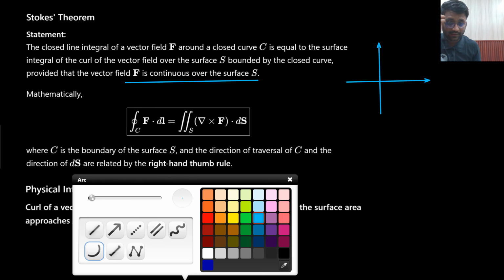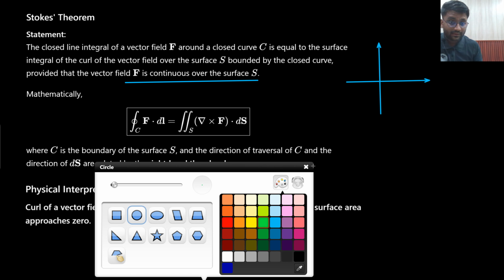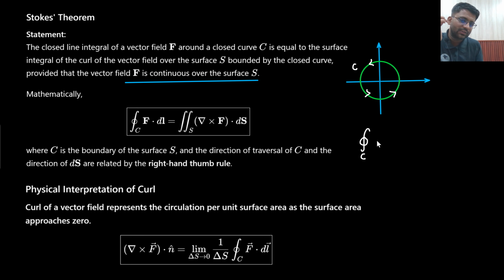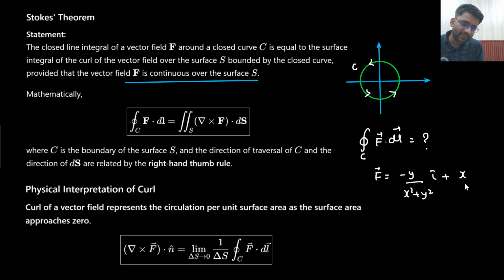Let's just say this is my closed line. This is my closed curve C. I am supposed to calculate over the closed curve C, F dot dl. This is what I am supposed to calculate. Now my vector field F is minus y upon x square plus y square i cap plus x upon x square plus y square j cap. This is my vector field F.